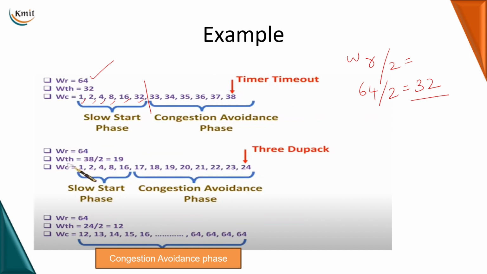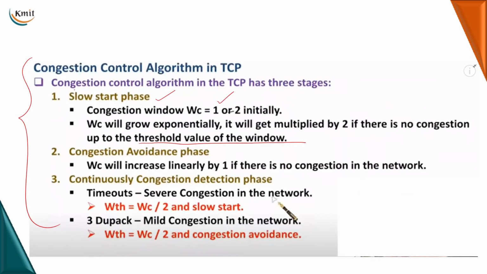So what do I do after the slow start phase? The second step after the slow start phase is the congestion avoidance phase, where you would like to avoid congestion because till now it didn't happen, but you would like to further avoid it. Now the congestion window will increase linearly by 1, provided there is no congestion in the network.